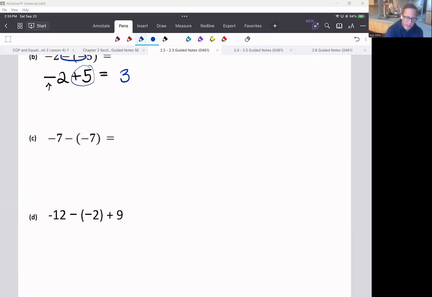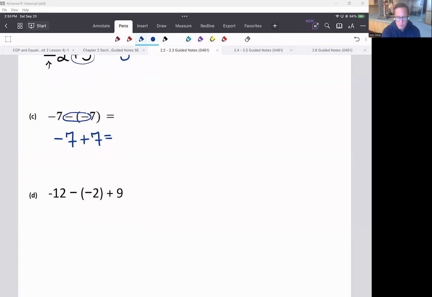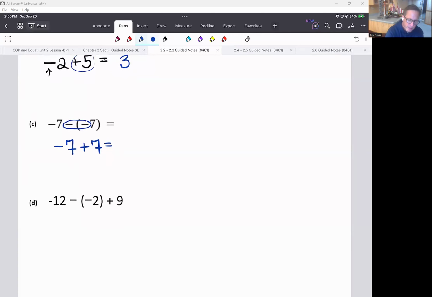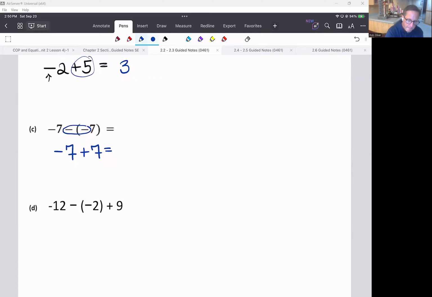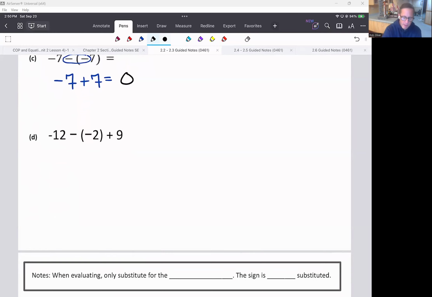A lot of these examples are very similar. Right here, these two negatives make a positive. So you've got -7 plus 7. -7 plus 7 is 0. That's it. All right, that's additive inverse right there.